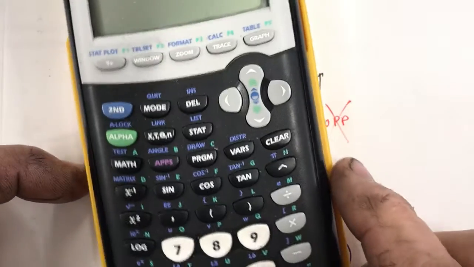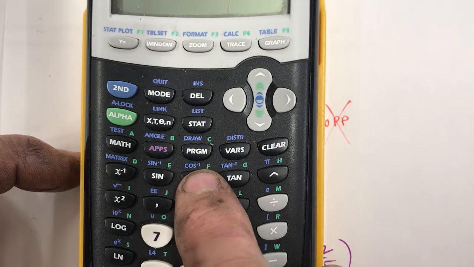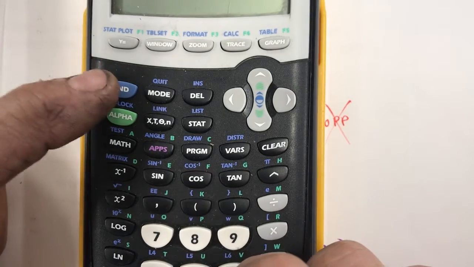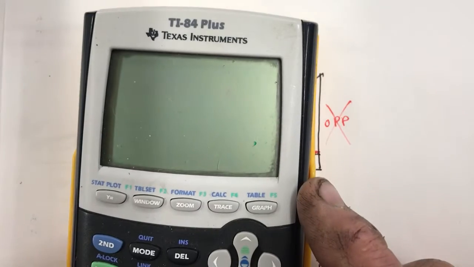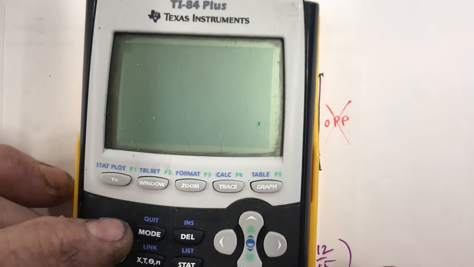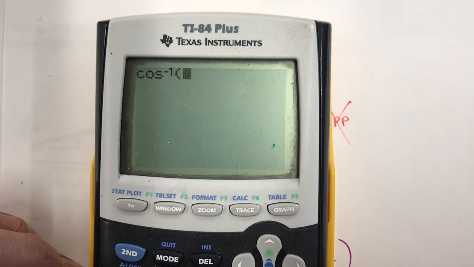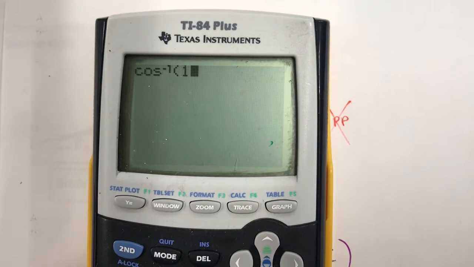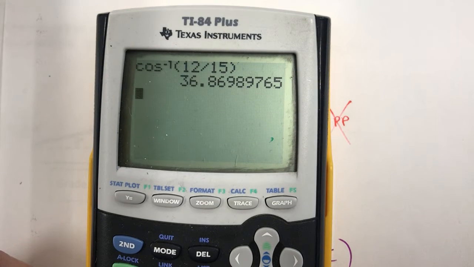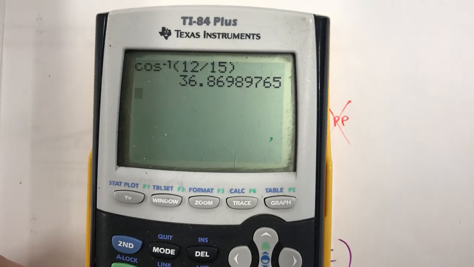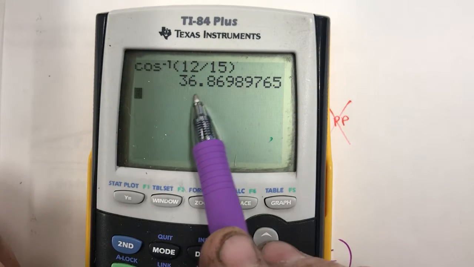If you look at your calculator, see here's cosine right there. And if you notice in the blue right above it, there's cosine inverse. If I hit the second button, then I hit the cosine button, you see cosine inverse comes on there. And so all I do is I do 12 divided by 15. And there you go. It's a 36.86 degree angle. If you round it to the nearest tenth, which I think is what we're doing here, 36.9.